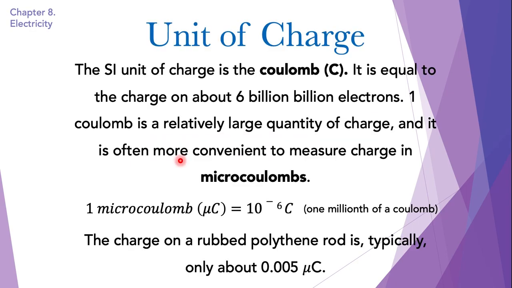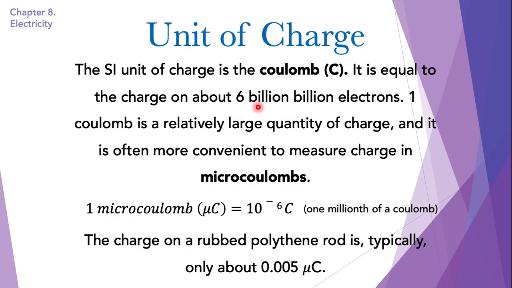So now we're going to look at the unit of charge. So the SI unit of charge is the coulomb. The coulomb is represented by the capital C. So it is equal to the charge on about 6 billion electrons. 1 coulomb is a relatively large quantity of charge, and it is often more convenient to measure charge in microcoulombs.